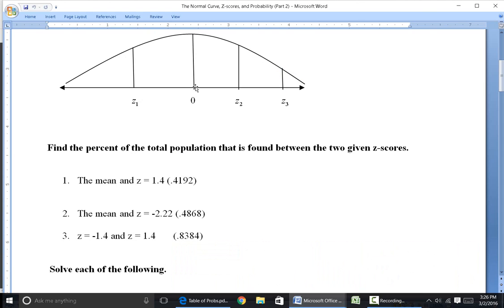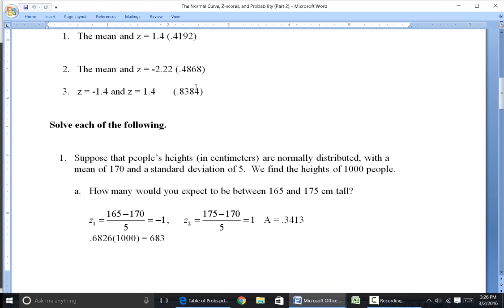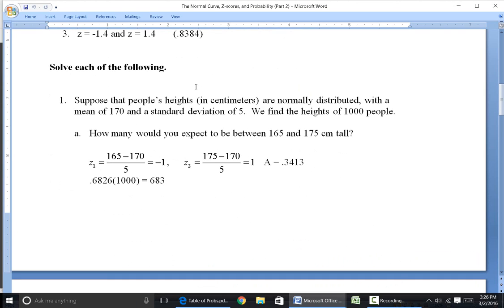So let's look at the first problem then. Suppose that people's heights in centimeters are normally distributed. That means it's going to form a normal curve with a mean of 170 and a standard deviation of 5. We find the heights of 1,000 people. How many would you expect to be between 165 and 175? Okay, so the mean is 170, so that's about 5 feet 7 inches, something like that. Okay, approximately. In this case, it's in centimeters. How many would you expect to be between 165 and 175?